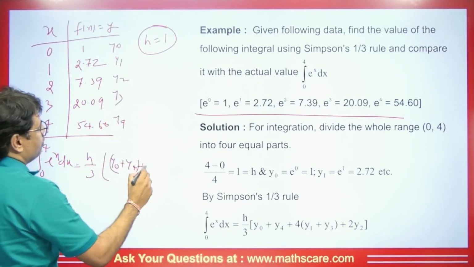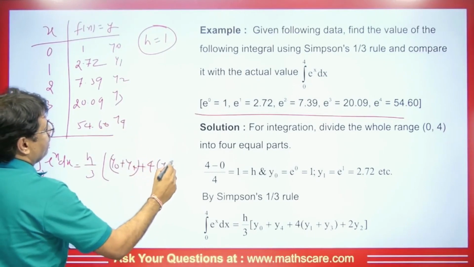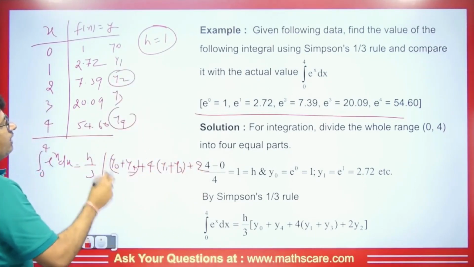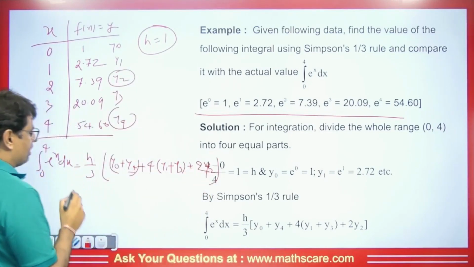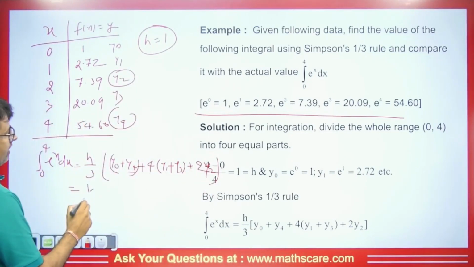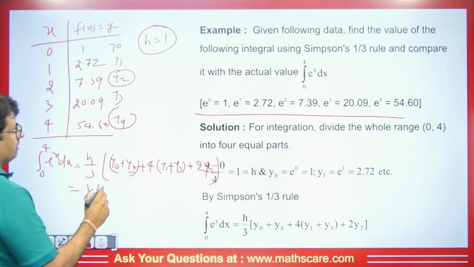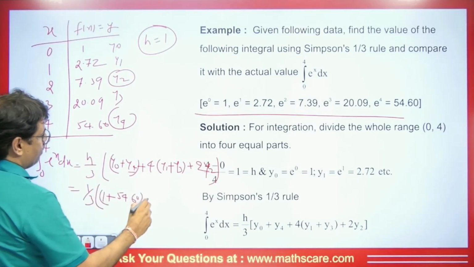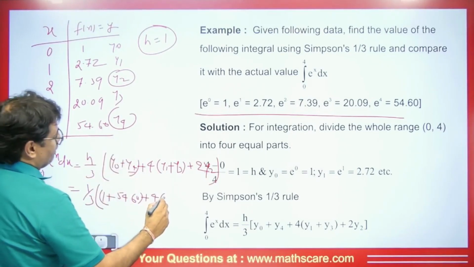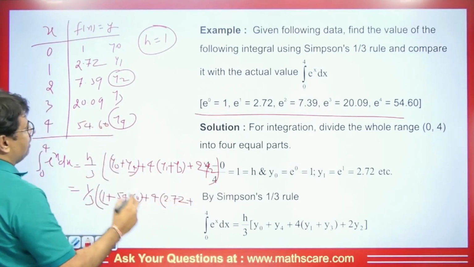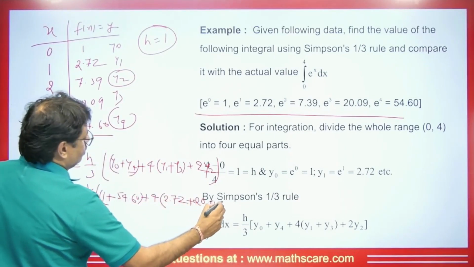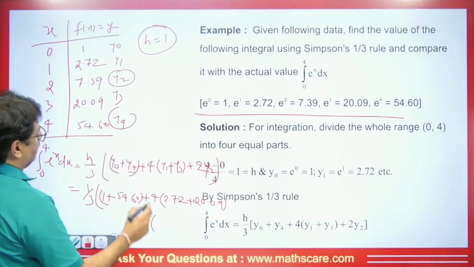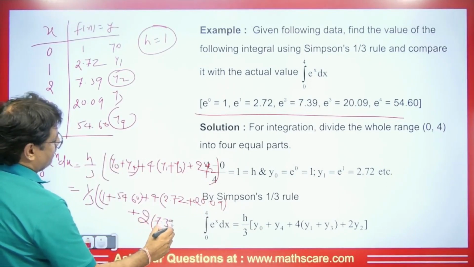What will be here? y0 plus y4 plus 4 into the odd terms. And what are the odd terms? They are y1 plus y3, and 2 into the even terms. We have two even terms, y2 and y4, but we have already written y4, so it will be y2 from here. Thus, the value for h is 1 by 3 and the value for y0 is 1. Then we have the value of y4, which is 54.60, right students? Plus 4 into y1. The value for y1 is 2.72 and the value for y3 is 20.09, plus 2 into y2. So students, what value will come here? This will be y2, which is 7.39.